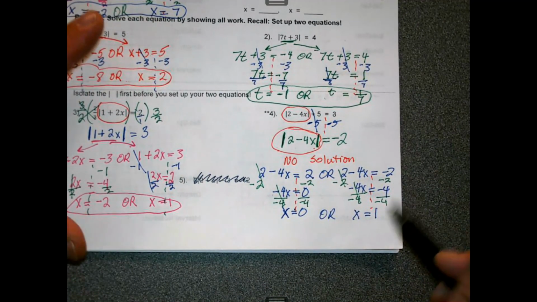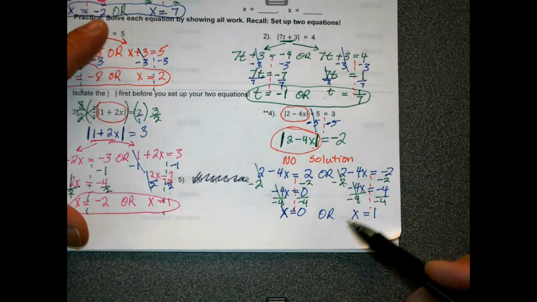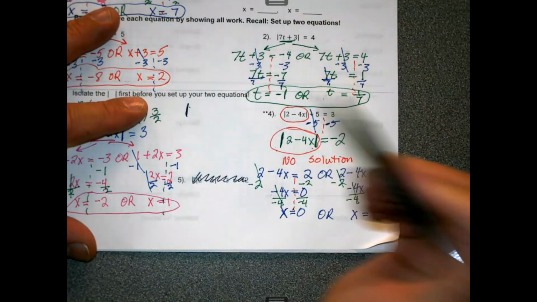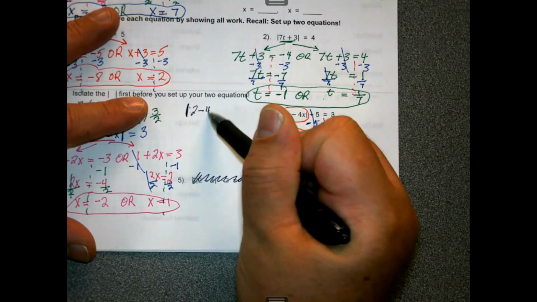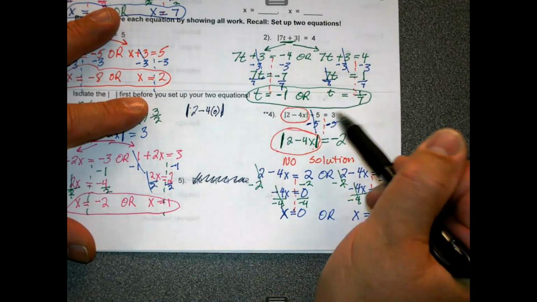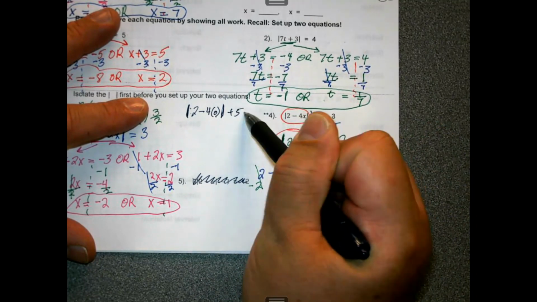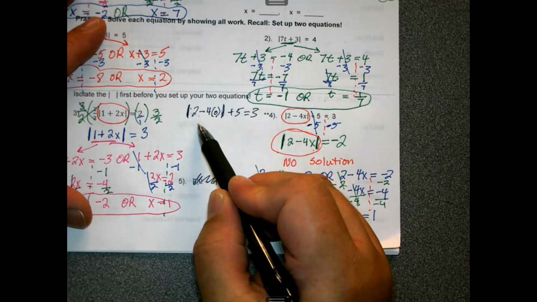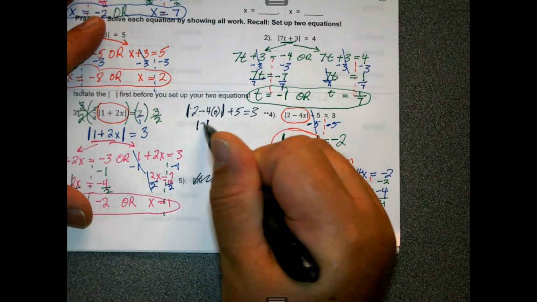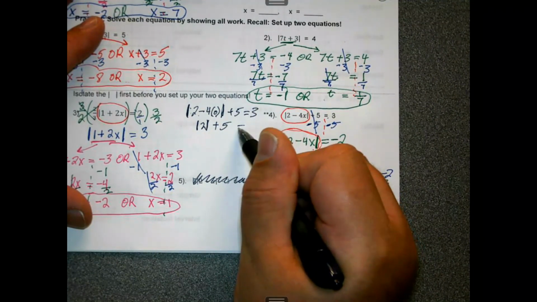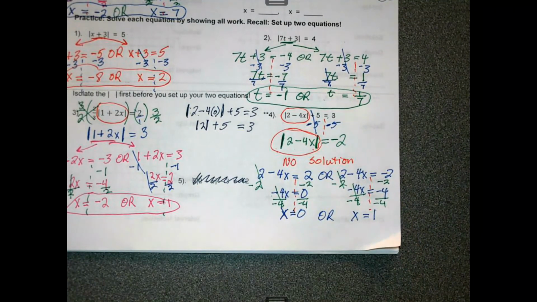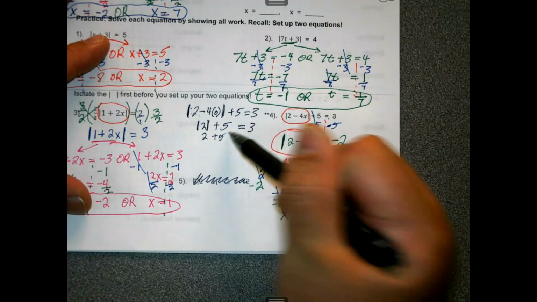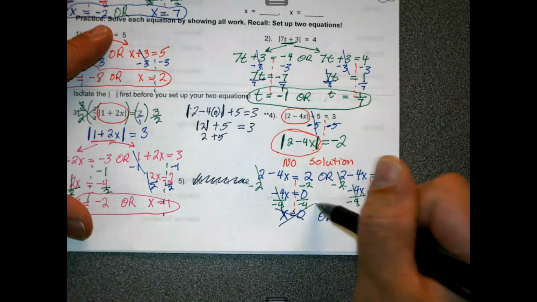The first thing we can do is check it. Okay, so let's go ahead and plug in 0 for x. Does the absolute value of 2 minus 4 times 0, plus 5, equal 3? 2 minus 0 is 2. The absolute value of 2 plus 5, does that equal 3? No. Remember, anything that comes out of here is positive, so 2 plus 5 is 7. Does not. So we know that this one doesn't work.